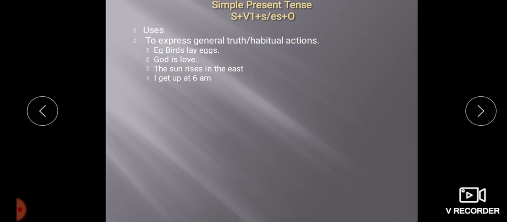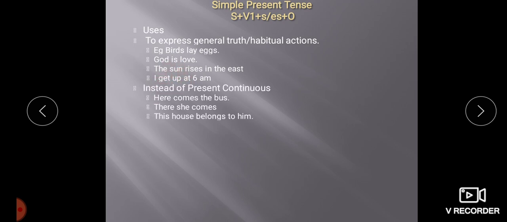And most importantly, whenever the subject is plural, we always take the verb as it is. When the subject is singular, we add s or es to the verb. And when the subject is I, we use the verb as it is. Instead of present continuous also, we can use simple present tense, like: here comes the bus, there she comes, this house belongs to him.